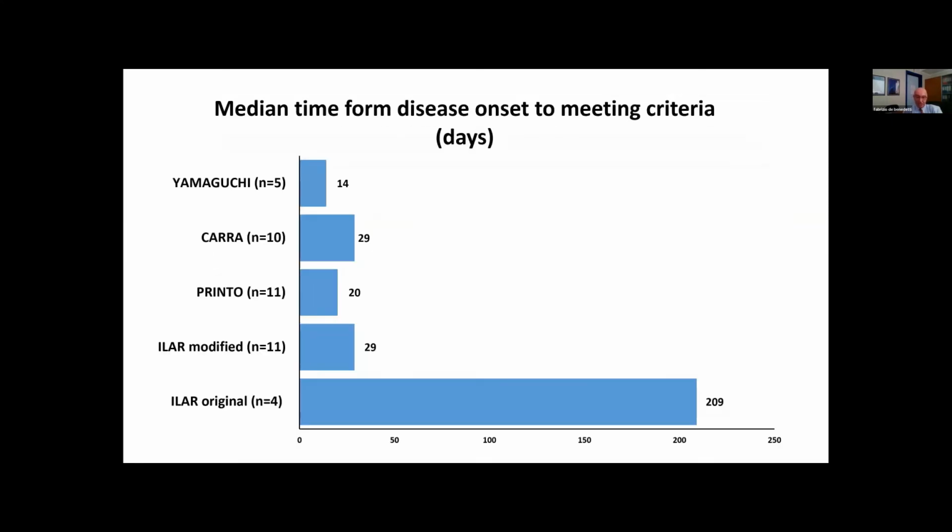The next slides show you the time. Thank you, Peter. Show you the median time from disease onset to meeting the criteria, in days. And again, it's a time issue. You want these criteria to be met really in a matter of a few days or a few weeks, because you want to treat the patient early, because you want to make them feel better, and because you want them to use the window of opportunity, which we all believe is there.